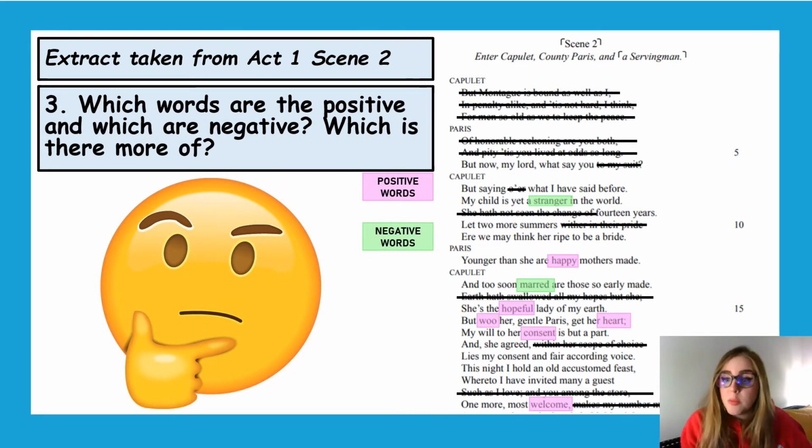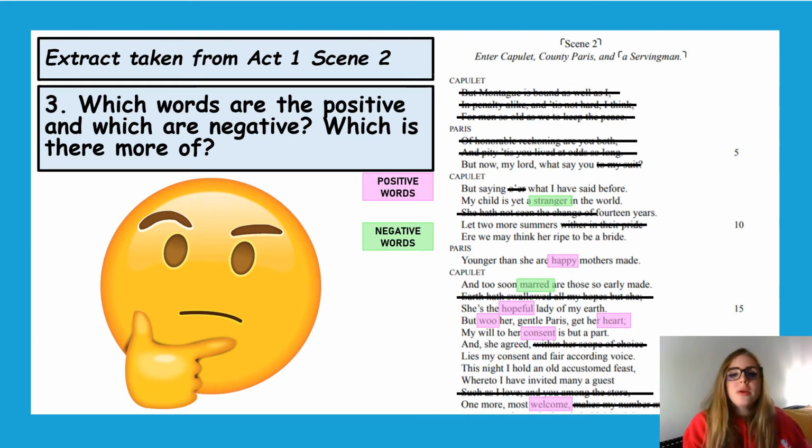Okay, so in this approach we're going to do now, we're just going to think about positive and negative words. So "stranger" is quite a clear negative word. If you knew what the word "marred" meant, it's quite a negative word. And they've got quite a few positive words as well. So happy, heart, hopeful, woo. As in, "woo her, gentle Paris" means make her fall in love with you if you want. To give consent is to give permission. So I've said that's quite positive because he wants Juliet to be able to give consent. And then "welcome" as well.